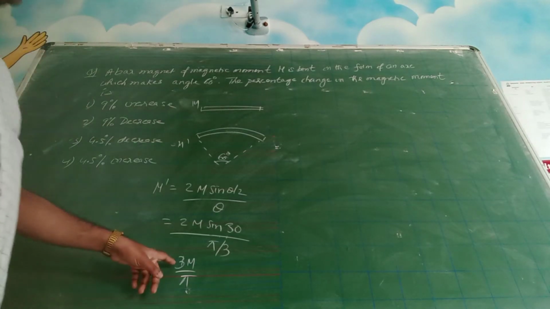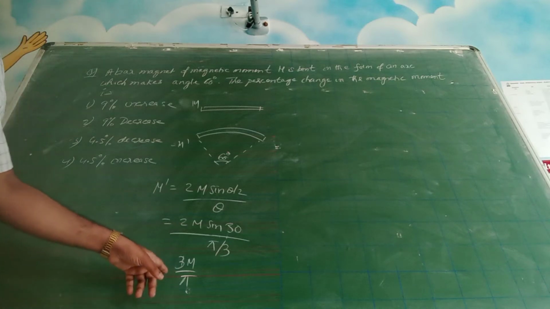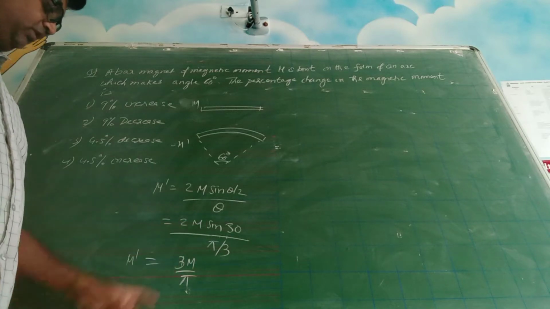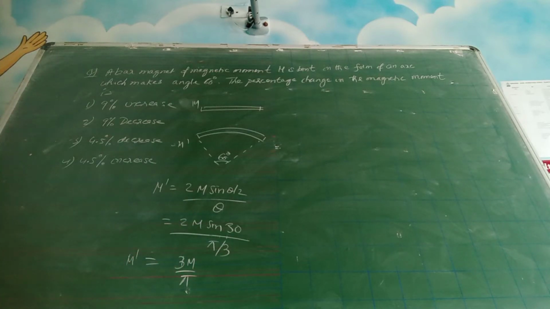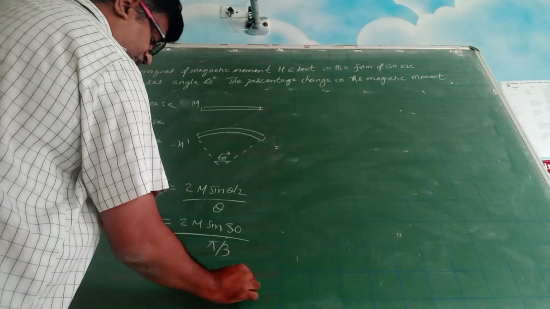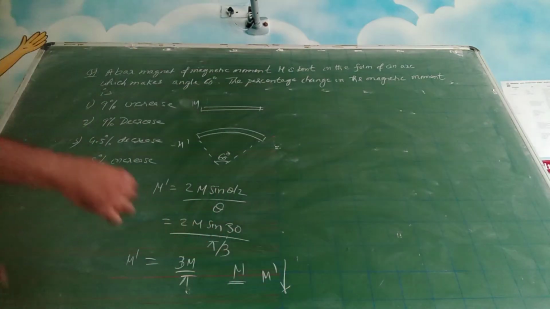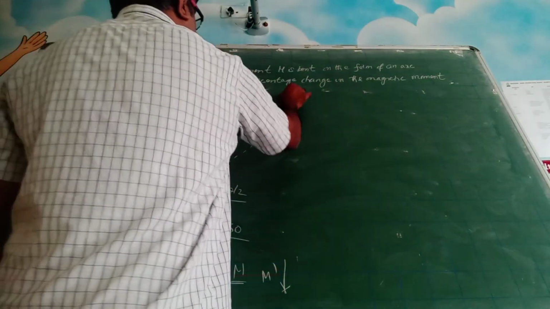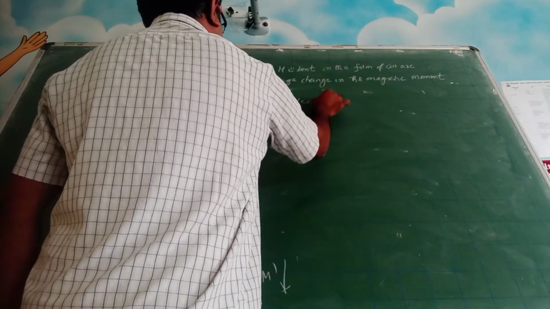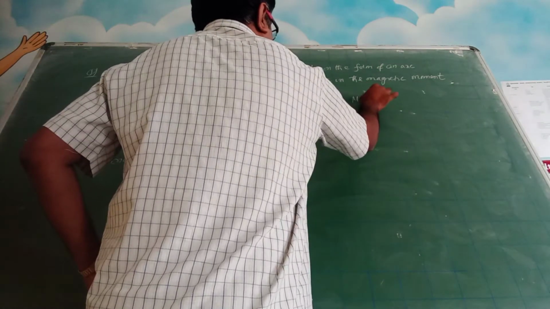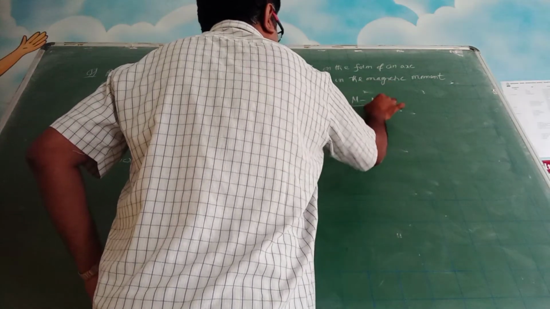If you look at this value, this is 3 divided by 3.14, so M dash is less than M, isn't it? Out of M and M dash, the M value is more. So initially it was M, now it became M dash. So is there an increase or decrease? There is a decrease. There is a percentage decrease. So we are trying to find out what that percentage decrease is. The percentage decrease is equal to, take the original value, M minus M dash by M into 100.